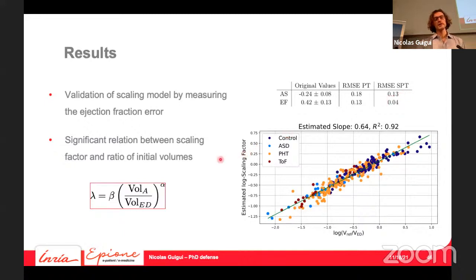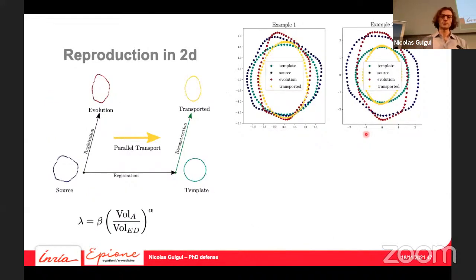Then we study the relationship between the scaling factor lambda and the volume ratios at the reference time. In a log-log coordinate system, we find a very significant linear relationship that corresponds to this relationship here. It is very significant, with R² equal to 0.92 and the slope around 2/3. Intrigued by this very significant relationship, we reproduced it in 2D.